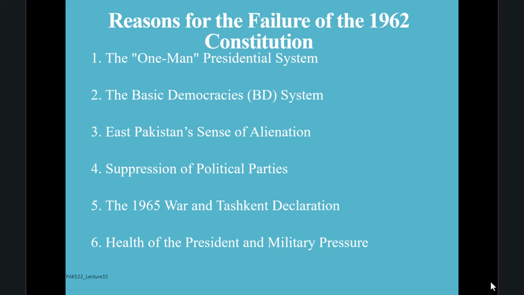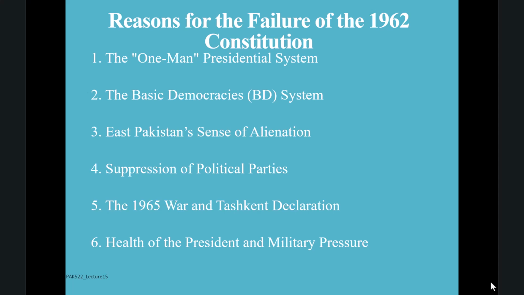Now the point number 3, East Pakistan, the sense of alienation. The 1962 Constitution did not address the grievances of East Pakistan. Despite the principle of parity, यानी बराबरी के बावजूद, the central government remained dominated by the West Pakistani elite and the military. The lack of provincial autonomy fueled the six-point movement by Sheikh Mujibur Rahman, which eventually led to the separation of East Pakistan.